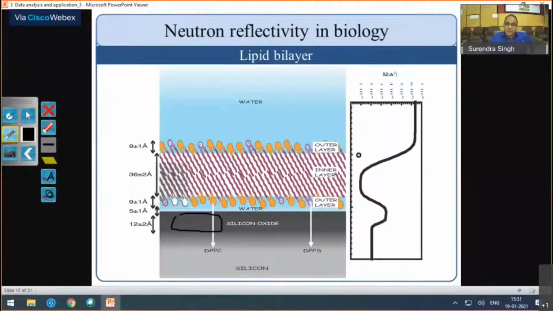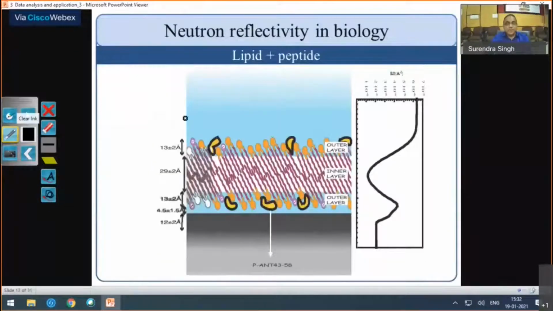So this is the lipid bilayer, and these are the interfaces. At the interface you have roughness over here, you have roughness over here. This is the first case when you have just the lipid bilayer. So when you put peptides on this lipid bilayer, the peptides interact at the interfaces over here. See these things. And what happens? There may be a little bit of shrinkage in this layer thickness. It was around 33 angstrom, it becomes 29 angstrom.